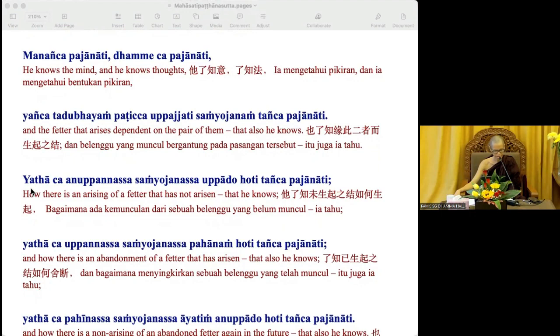Anuppannassa Sanyojanassa uppado hoti. It is the arising of Sanyojana which has not yet arisen. So, unarisen Sanyojana arises. Tancha pajanati: knows that cause. That cause means the cause of the arising of Sanyojana. Oh, the cause also you must know. What is the cause of Sanyojana? You need to know. Why does Sanyojana arise?